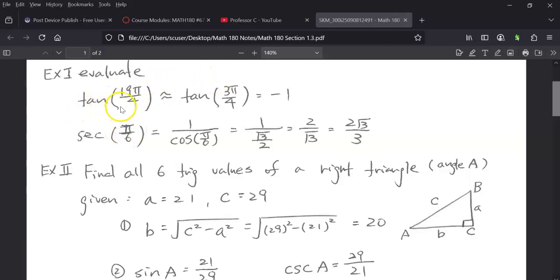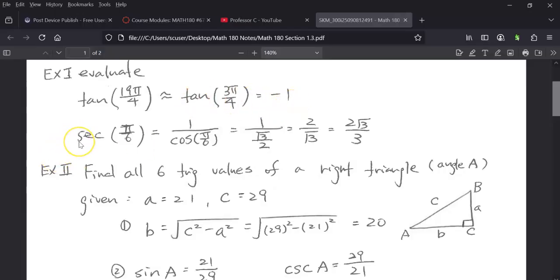So tangent of 19 pi over 4. Now you need to think about how many rotations this is. Every complete rotation, or every complete circle on a unit circle, is 2 pi. So if you look at this, how many 8 over 4 pi can we fit into 19 over 4 pi? We can fit two complete rotations, with the leftover 3 over 4 pi. So tangent 19 over 4 pi is the same as tangent 3 over 4 pi, which is negative 1.